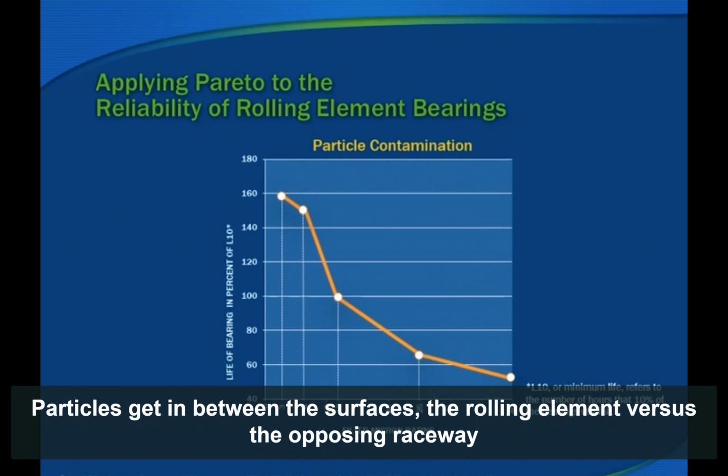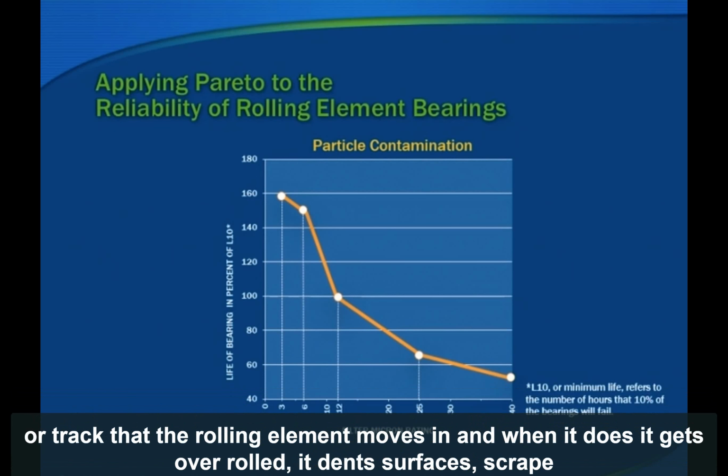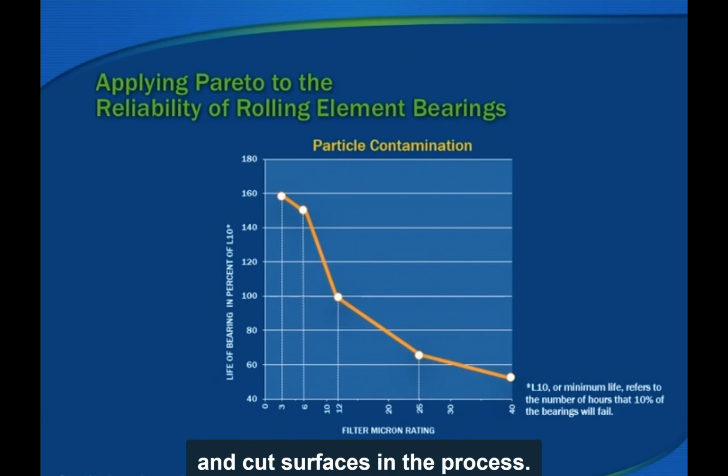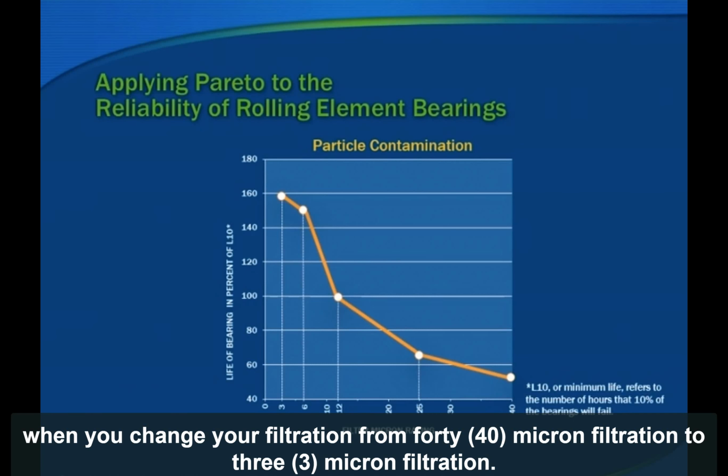Particles get in between the surfaces in relative motion, the rolling element versus the opposing raceway or track that the rolling element moves in. And as it does, it gets overrolled. It dents surfaces. It can also scrape and cut surfaces in the process. From this chart, you can see that greater than 60% reduction in bearing life occurs when you change your filtration from 40 micron filtration to 3 micron filtration.